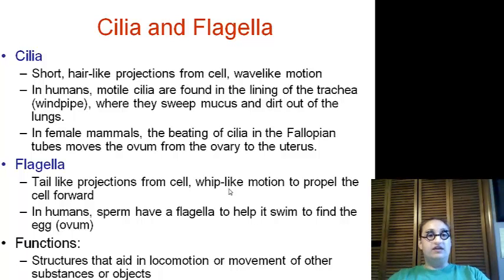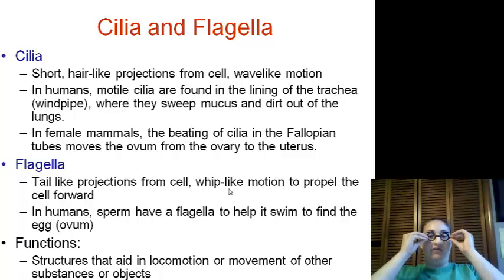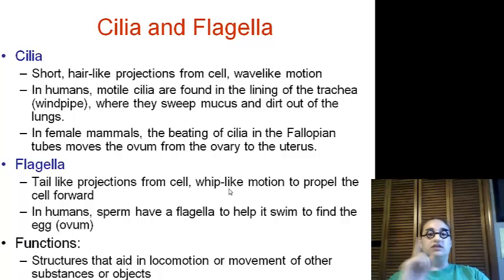Now flagella. It is a tail-like projection much longer than the cilia, and it does a whip-like motion to propel the cell forward. Now in humans, gentlemen, you have these, because every sperm has a flagella, because it must use it to swim to find the egg or the ovum. Functions, structures and aid in locomotion and movement of other substances or objects.